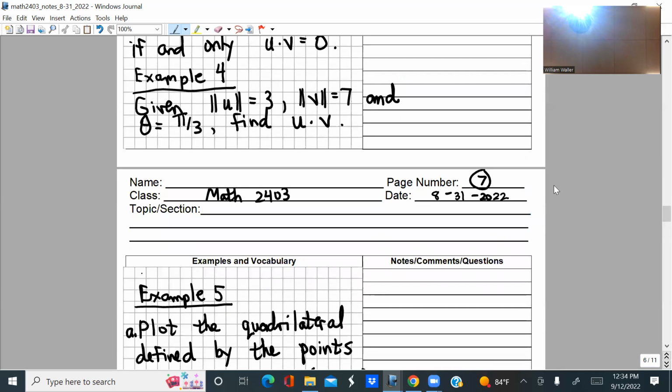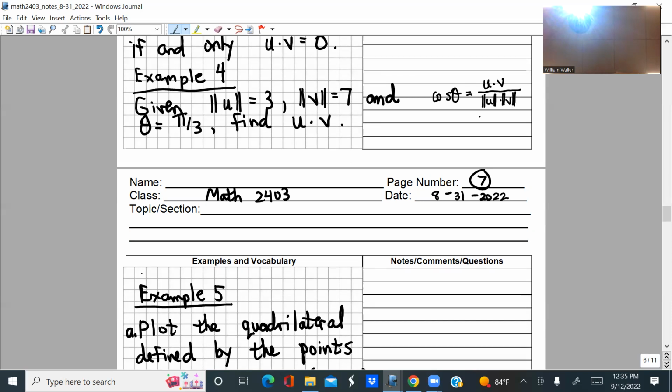Let's try this once more. This is just one variation, same problem. Here we're given magnitudes and the angle between the two vectors, and we're asked to find the dot product of the two vectors. So remember, our original formula is that the cosine of the angle between them is the dot product divided by the product of the magnitudes.